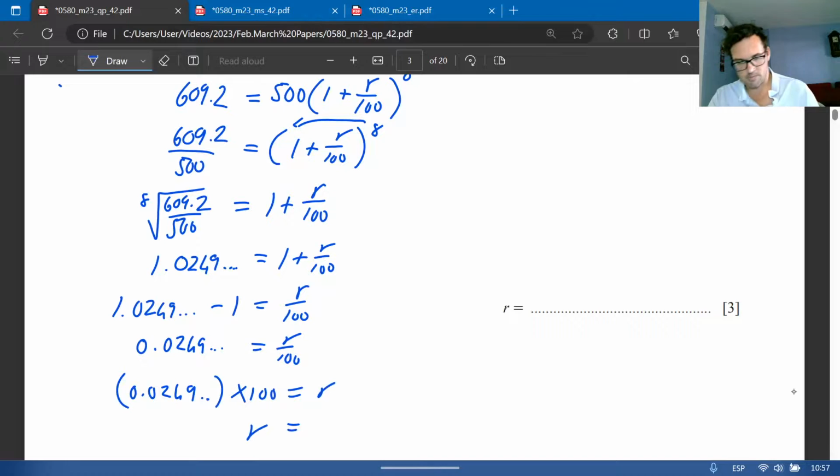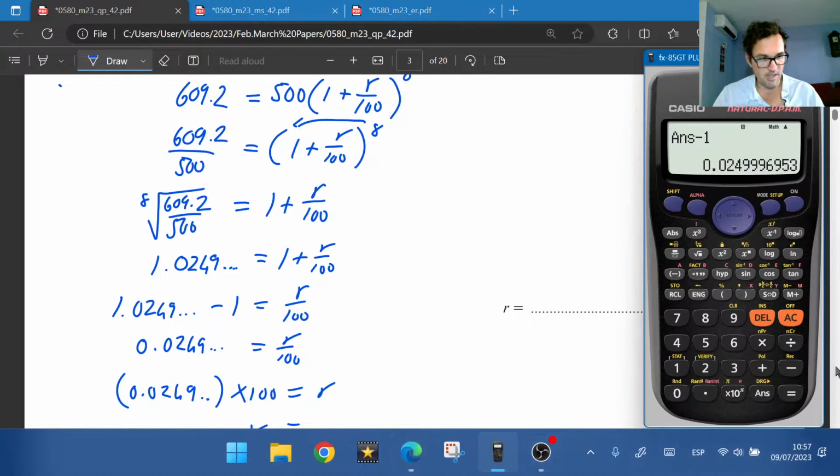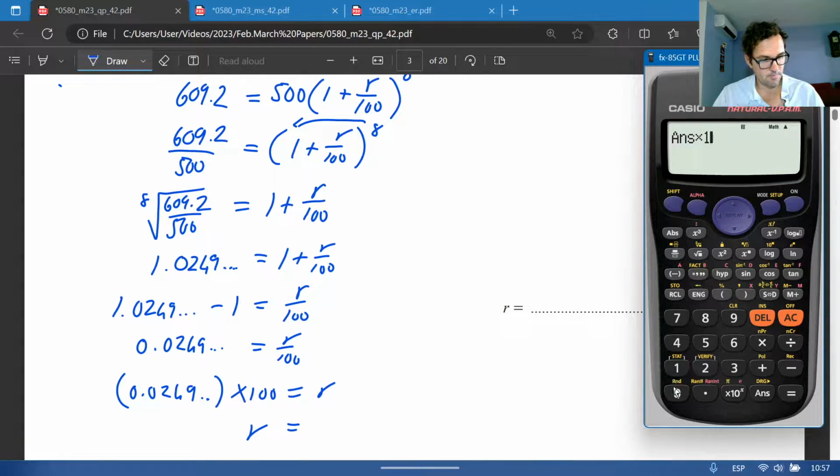And we got the answer. Nice. Which should look like a very reasonable answer. 2.4999.